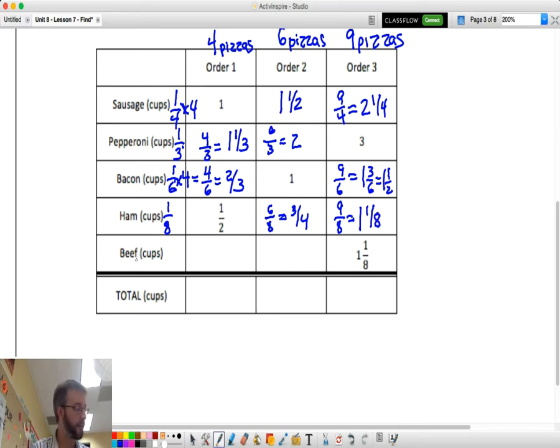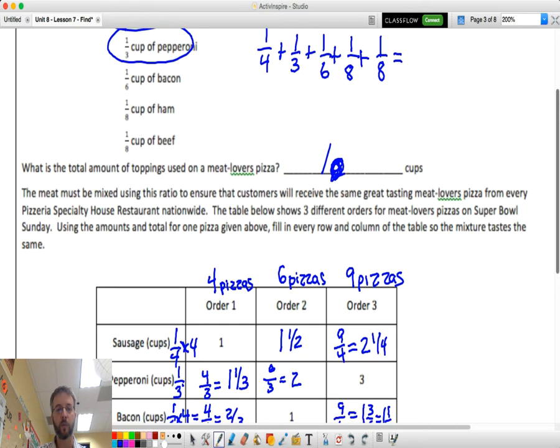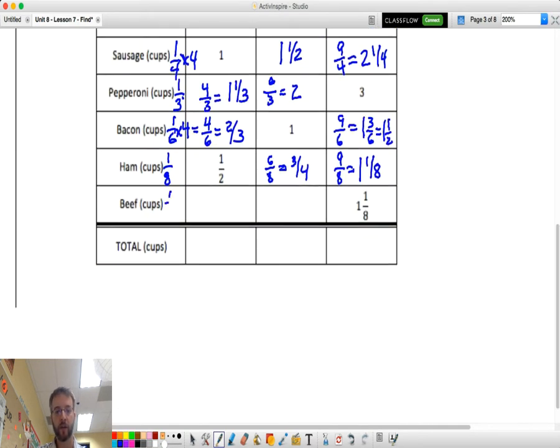If we look at the beef, I know it used 1 1/8 cups for 9 pizzas. So if I look up here, it's 1/8 cup of beef for every 1 pizza, which means this was times 9. This one is times 6, like we've been practicing. 6/8 is 3/4. Oops, 3/4. And this one would be 4/8, or 1/2.